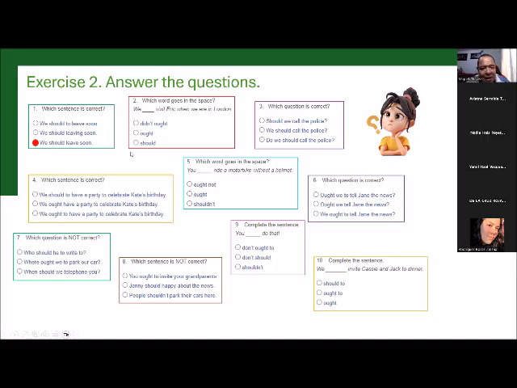Okay, number 2, please. A volunteer for number 2. Yes, please, thank you, Cecilia. Which word goes in the space? We visit Eric when we are in London. We should visit Eric when we are in London. Yes, you're right. Thank you so much for your help.